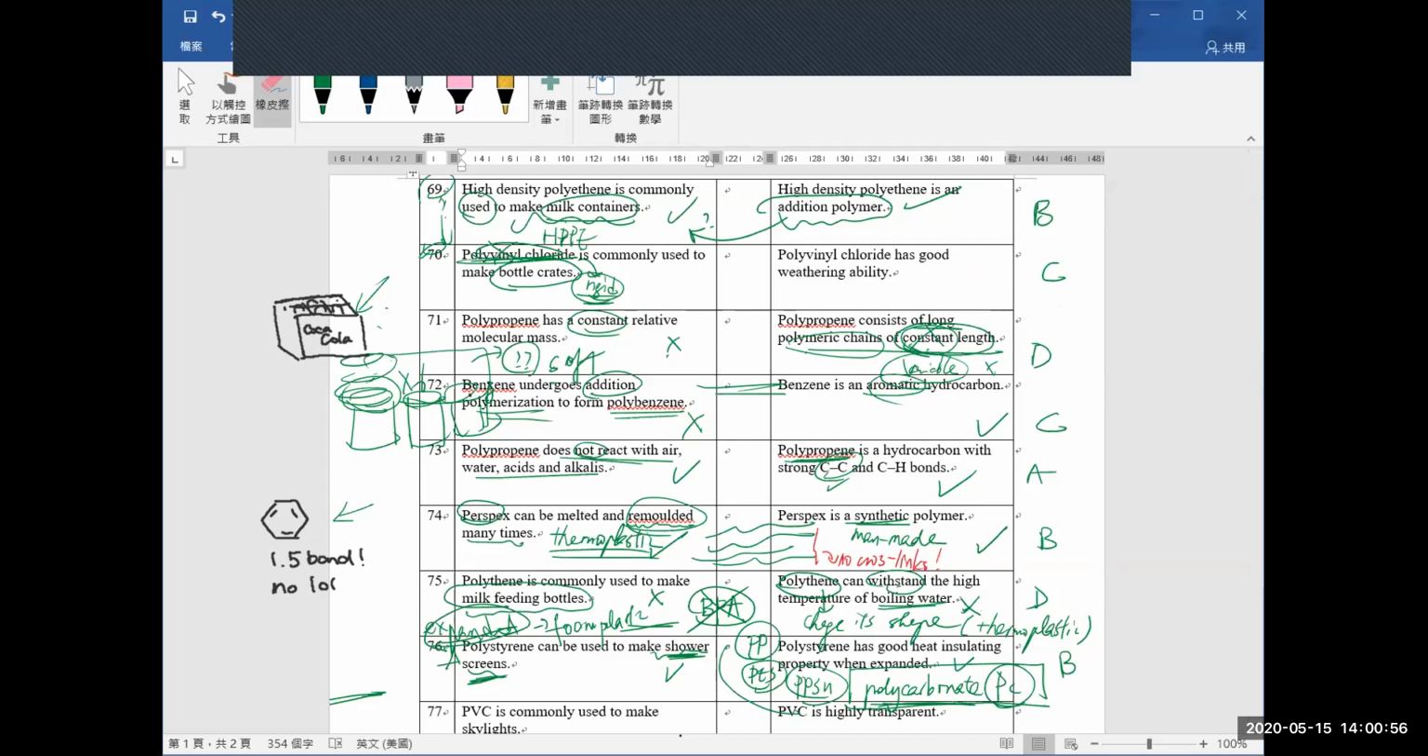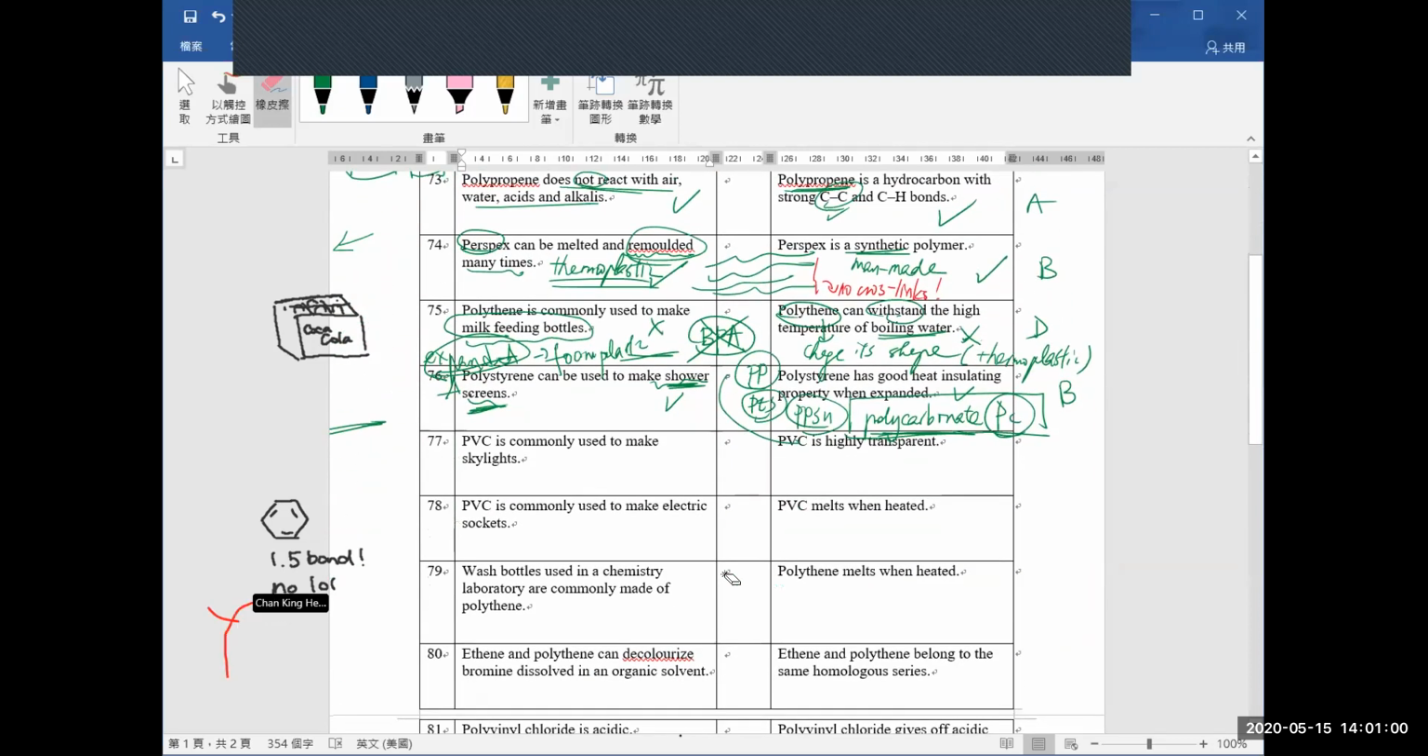77. PVC is commonly used to make skylights. PVC is highly transparent. So what is meant by skylights? It is a structure which lets light pass through. And where do I place it? Maybe in Hong Kong most of us don't have it, but you may find somebody who lives in a foreign country or in houses.